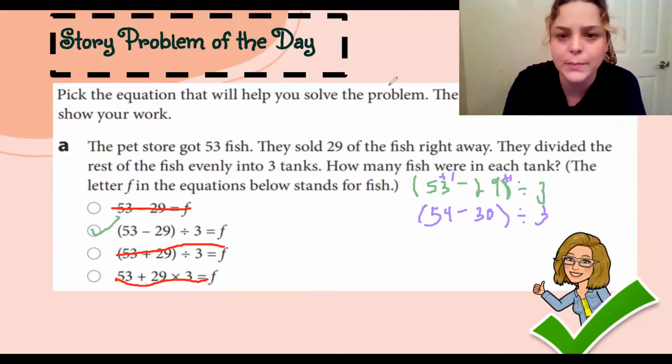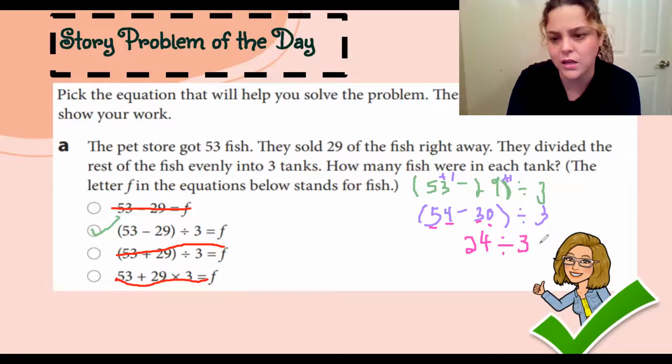So I'm going to do my place value. So 4 ones minus 0 ones is going to give me 4 ones. And then 50 minus 30 would give me 24. So now my new equation is 24 divided by 3.